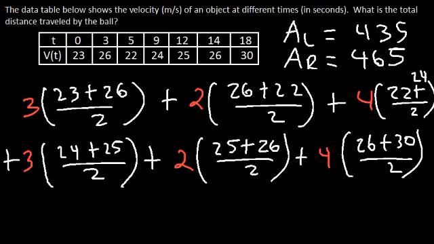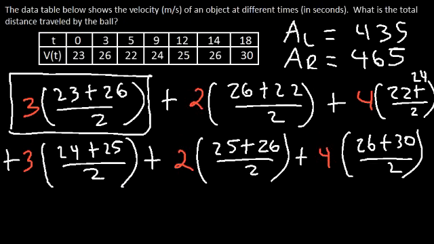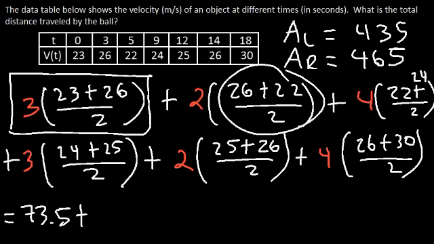So let's start with the first one. 23 plus 26 is 49 divided by 2. That's 24.5 times 3. So that's going to be 73.5. The average of 26 and 22 is the midpoint, which is 24. If you add them up, you get 48 divided by 2, that's 24, times 2, that's 48.